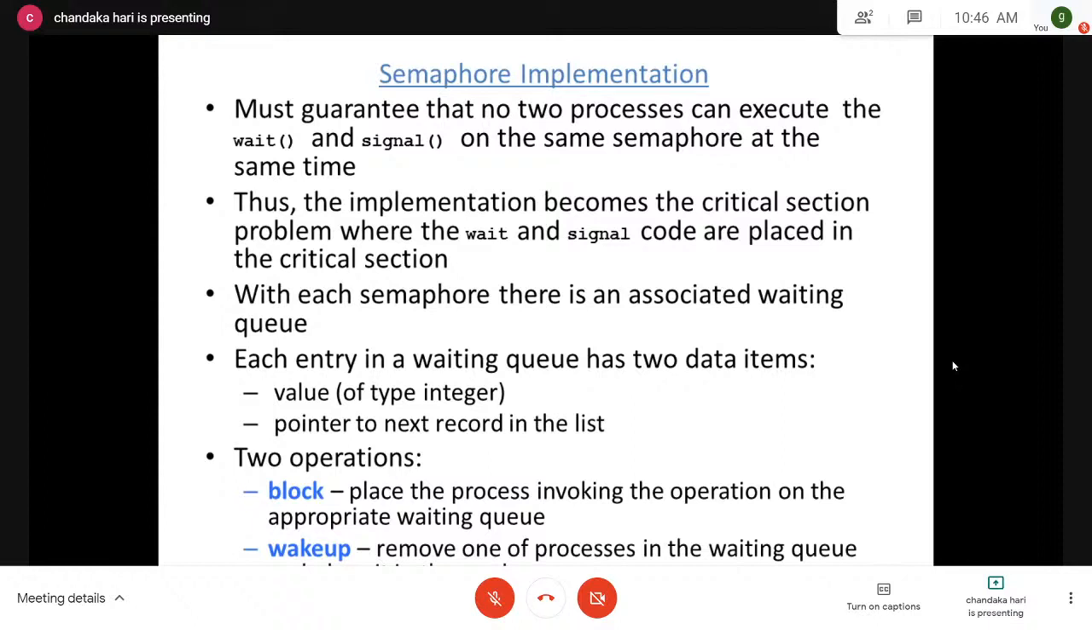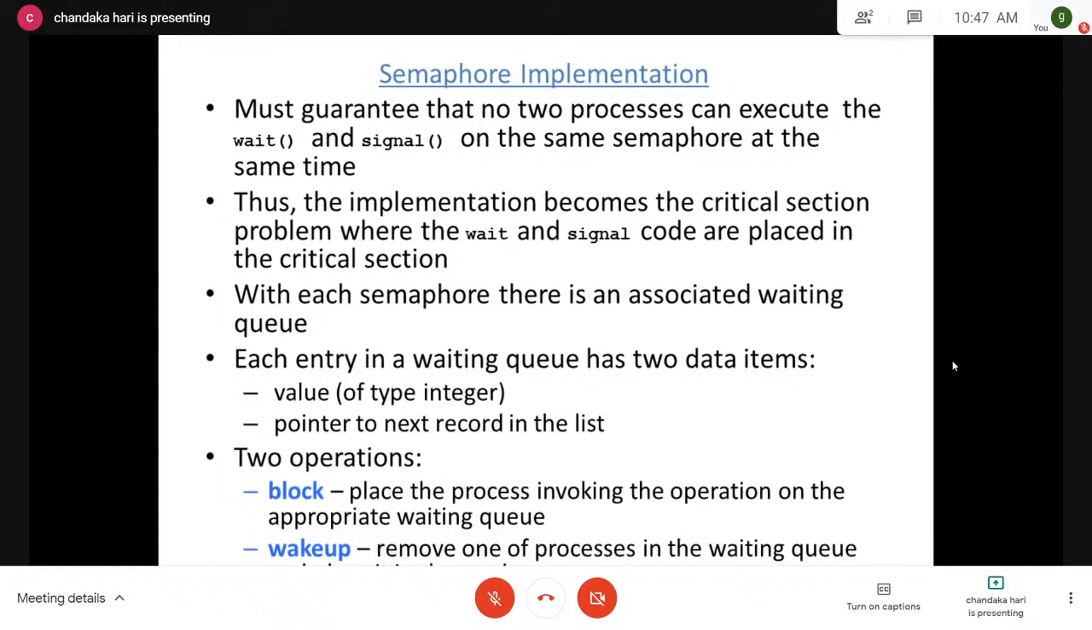The main disadvantage of the above solution is that it suffers from busy waiting. While a process is in its critical section, any other process that tries to enter its critical section must loop continuously in the entry code itself. The continued loop is clearly a problem in a real-time multiprogramming system. This is also called a spin lock, because the process spins in a while loop waiting for the lock.